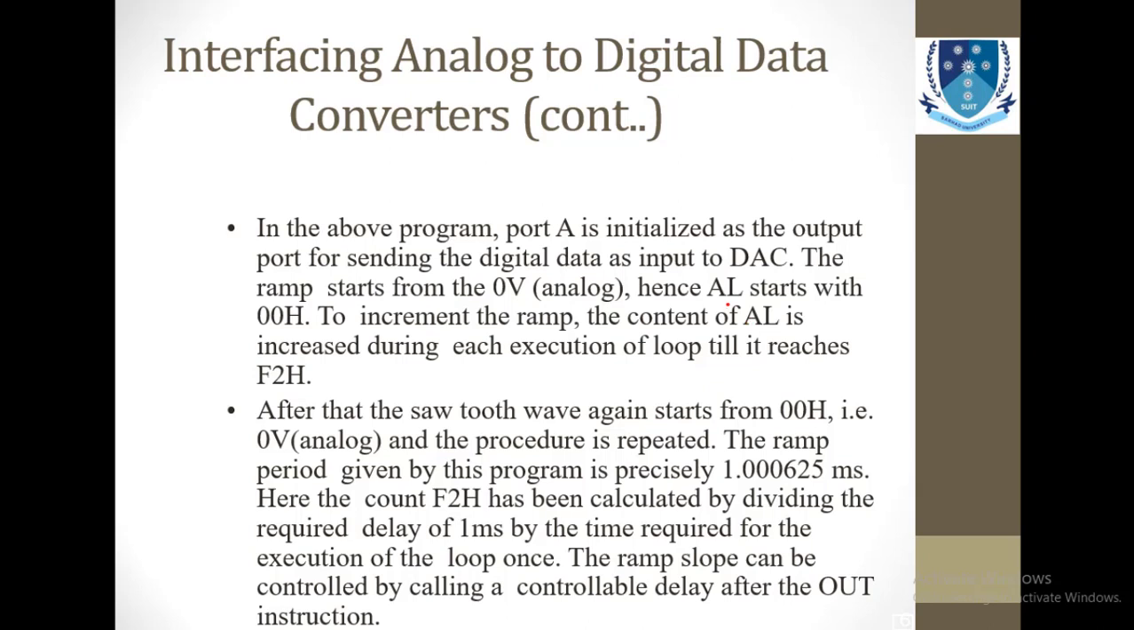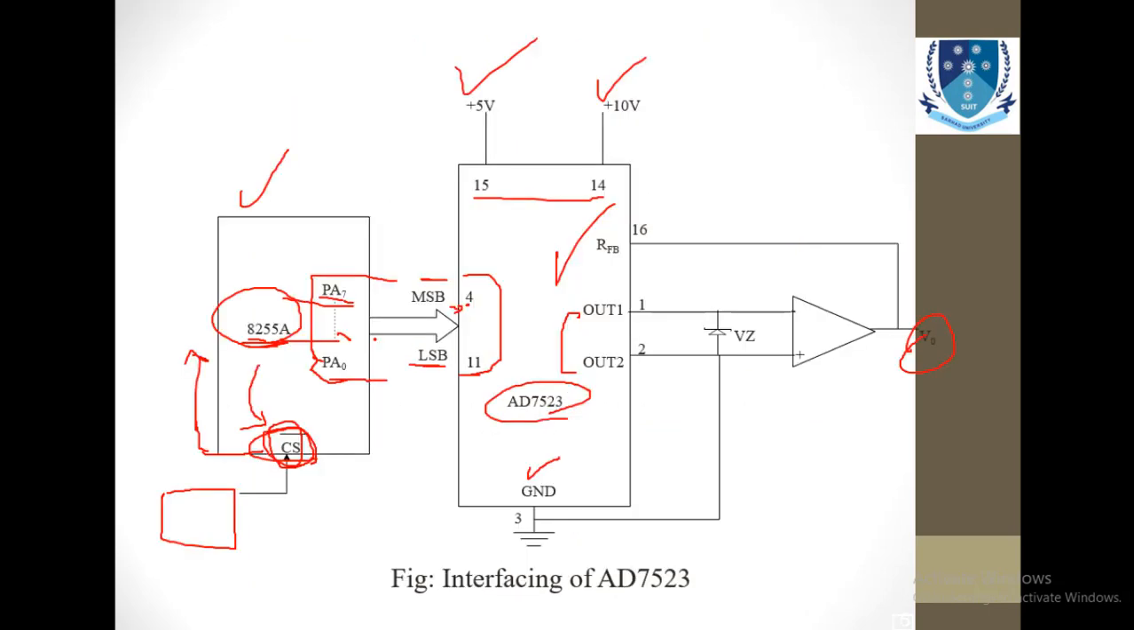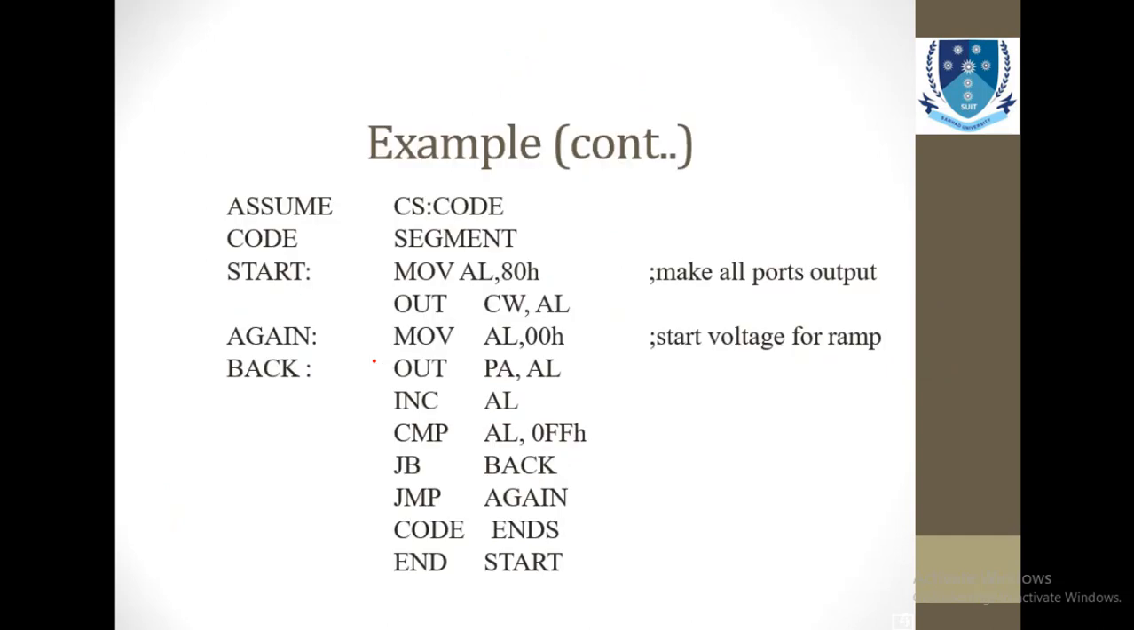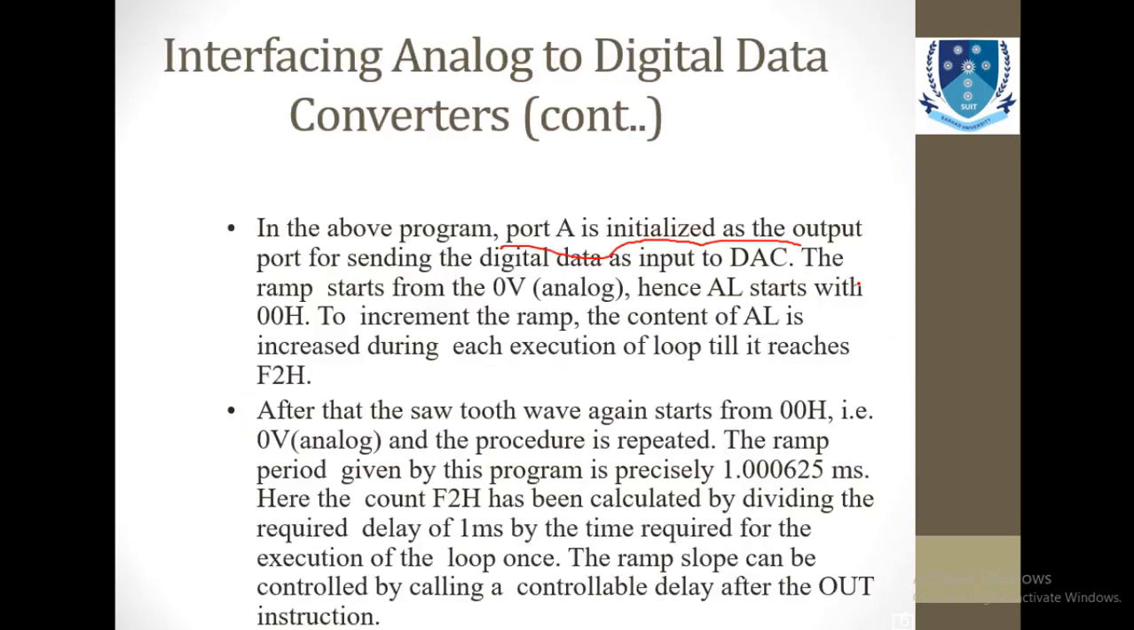So in the above diagram, you saw that port A was initialized as output port. So you can see that this is port A as output. In the code, you see that we have initiated port A as output. All this is being discussed for sending the digital data as an input to the DAC. This will be the output of 8255, but this output will actually be the input for the DAC.